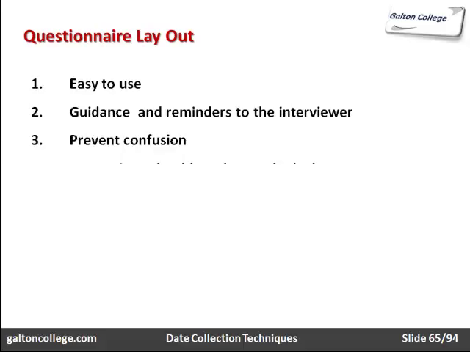Prevent confusion. Well, the questions should not jump all over the place, as I said much earlier. The questions should be logical, it should be in sections, and the respondent, the interviewee, should know that the theme is now on this, there are some questions on it, now the theme has changed and there's some more questions on this, but they're grouped. They're grouped within those headings.